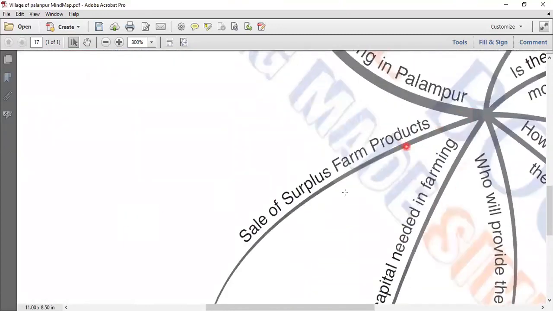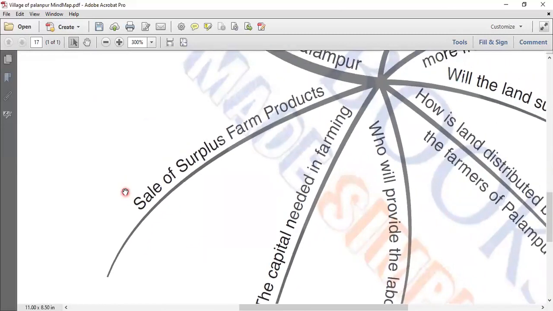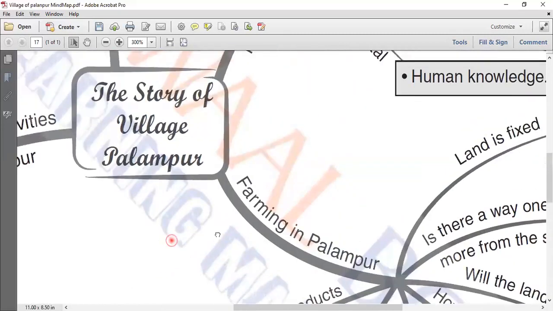And finally, what happens to the surplus farm products? Surplus farm products are normally sold in the market and they bring in more income.